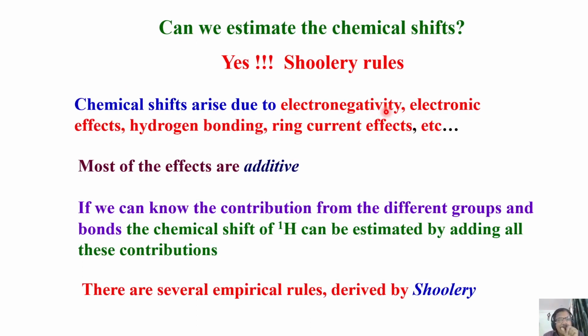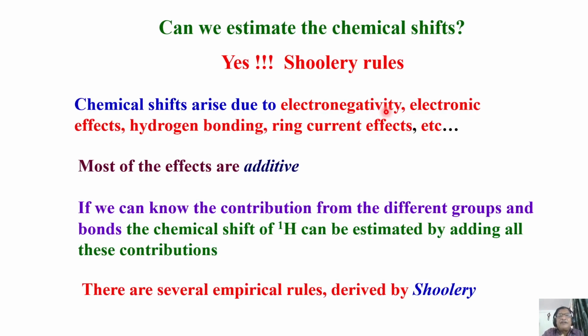But interestingly, what Schoolery's rule says is, if you know these things, there is a way we can find out the effects of all of them, because all these effects are additive. You can add these different effects and finally get the chemical shift for a particular proton.